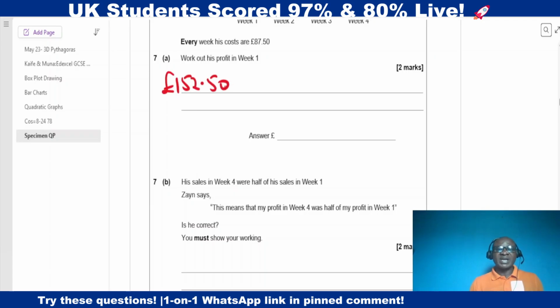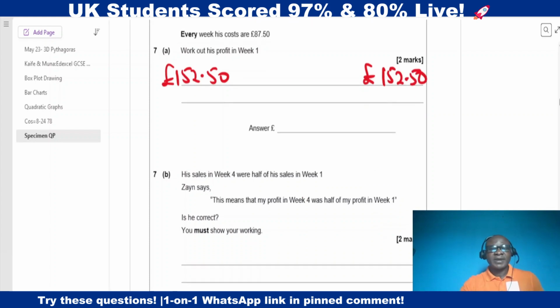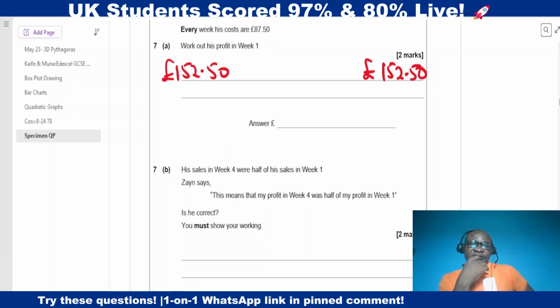£152 and 50 cents. Mona, what did you get for 7A? Don't get distracted. 152.50. Okay, Mona, give me what you got in 7B. He's asking if he is correct. Then when you tell me yes or no, you tell me why you said so. Mona, I'm listening to you.